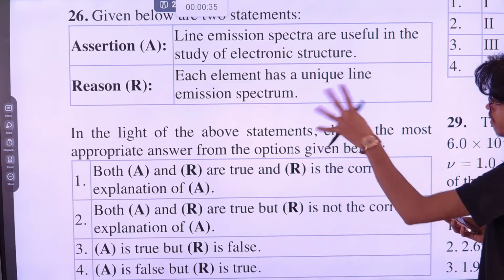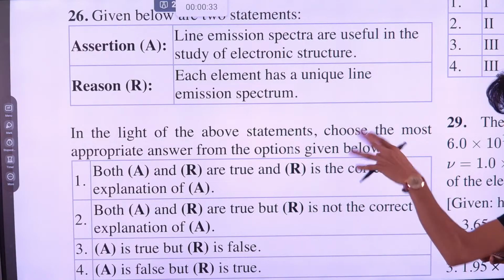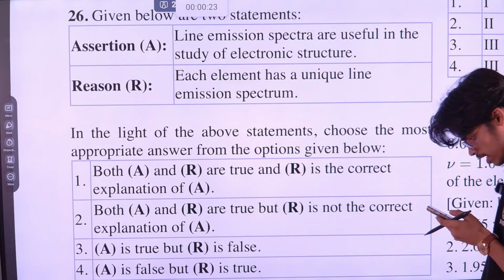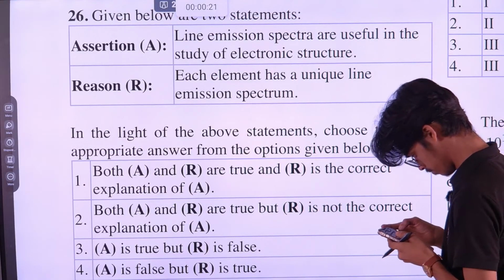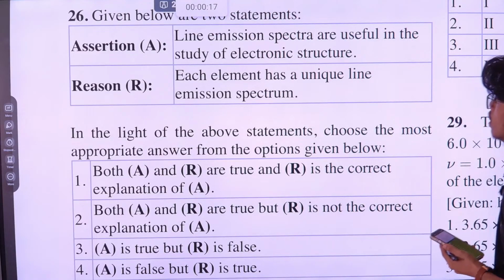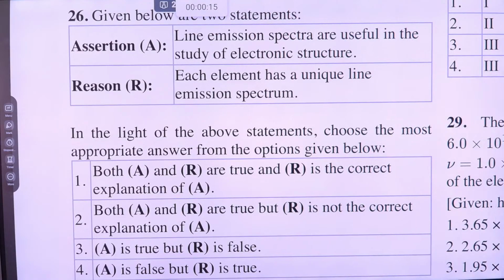Try to answer. Given below are two statements, assertion and reason, and you have to tell the answer. Line emission spectra are useful in the study of electronic structure. Very good, you are right. Now the reason: each element has a unique line spectrum. It is also correct.